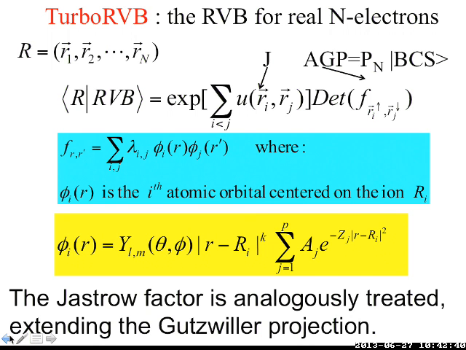So the Jastrow factor is the same. It's the same function of two coordinates. And in order to be as unbiased as possible, one has to use the same approach. So we use, of course, a slightly different basis, but in principle we can converge in the same way.